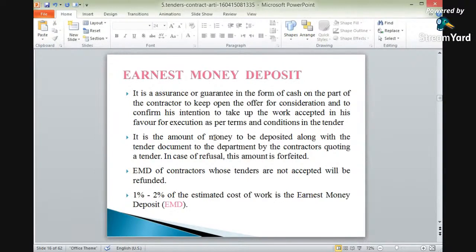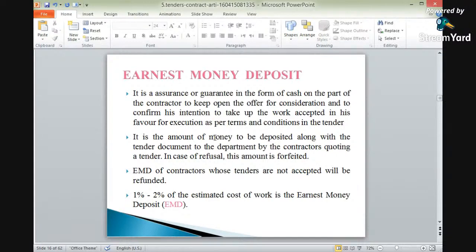So earnest money deposit, as I've already said, what is earnest money deposit? It is an assurance that I am willing to do the work. Okay? So it is a token amount. In short, we can say a token amount. It is an assurance or guarantee in the form of cash on the part of the contractor to keep open the offer for consideration and to confirm his intention to take up the work accepted in his favor for execution as per terms and conditions.